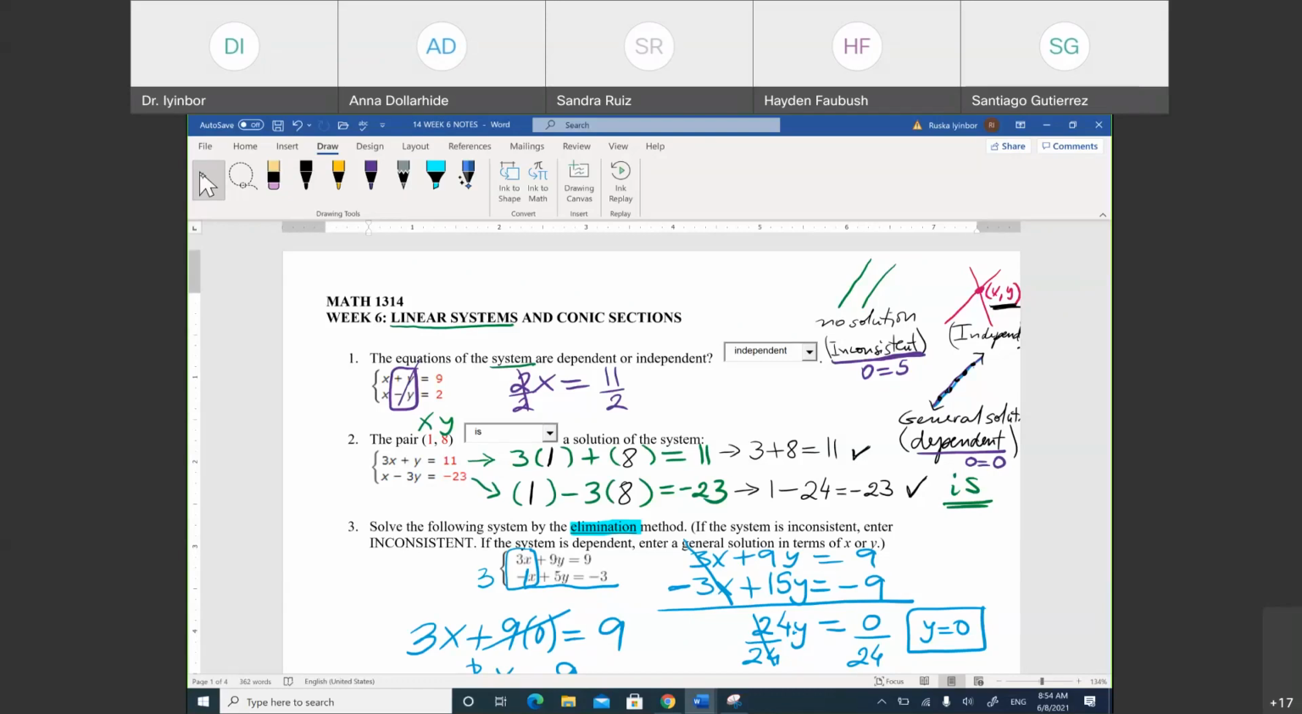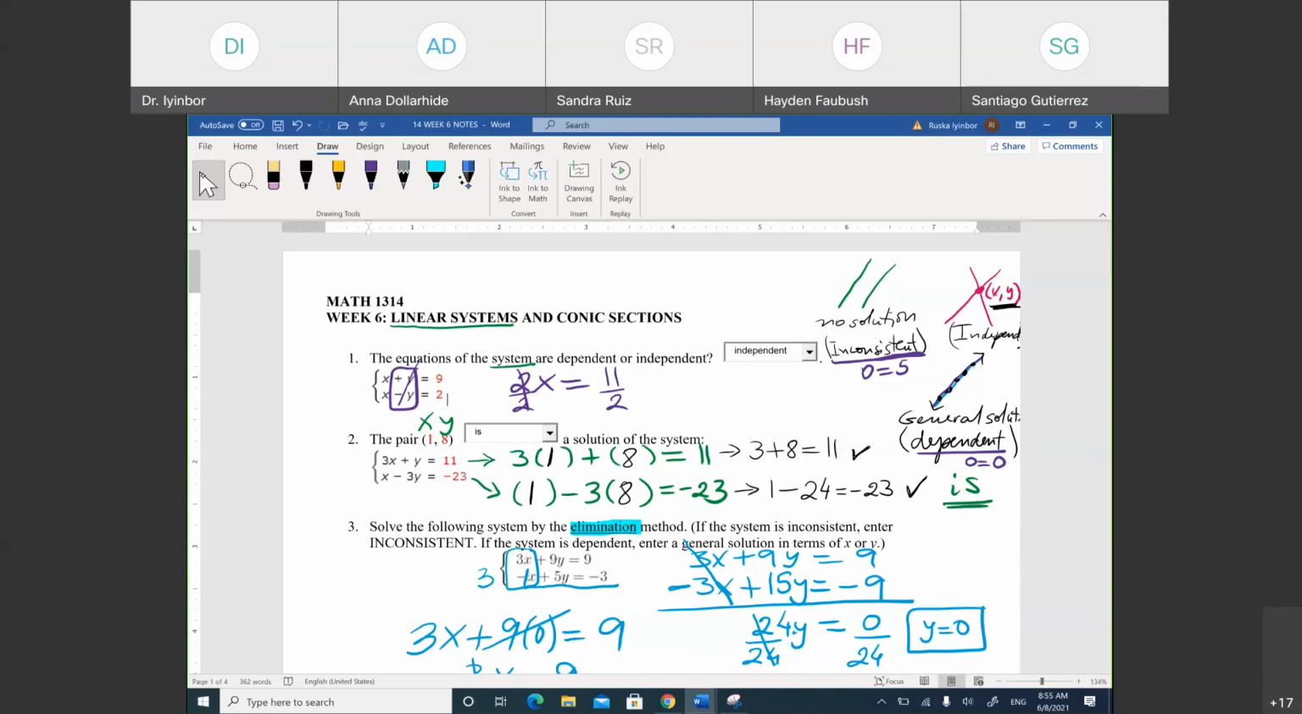But if X and Y cancel and the number doesn't cancel, let's say you have 0 equals 5, then it's no solution, or inconsistent. Yes, that's right. The system is inconsistent and the system has no solution. Okay, got it. Thank you. Welcome. Thank you for asking that to clarify.